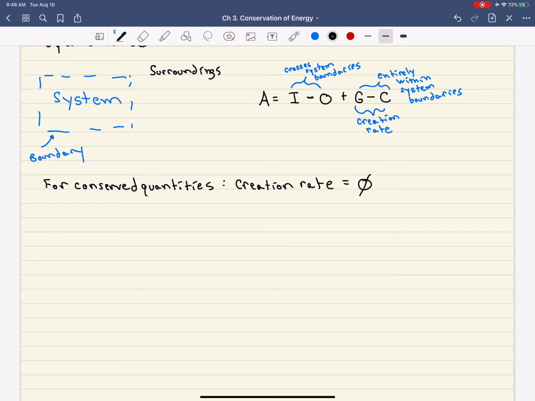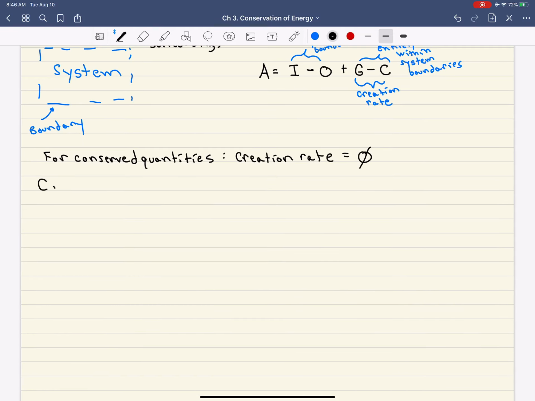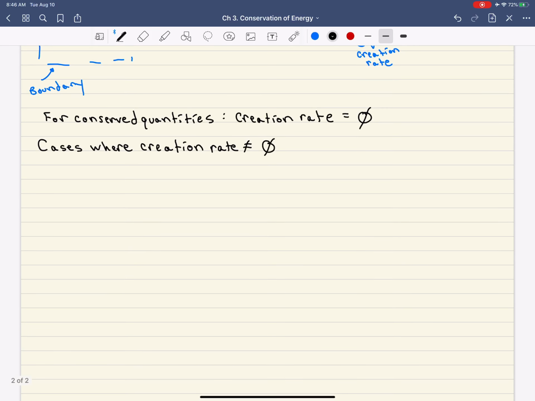But there are other sorts of quantities where the creation rate is not 0. Or in other words, the quantities aren't strictly conserved. You could actually create them or consume them, depending on the quantity. So some examples of where the creation rate is not equal to 0 is one that you're very intimately familiar with, which is the moles of a species in a system that's undergoing a reaction.